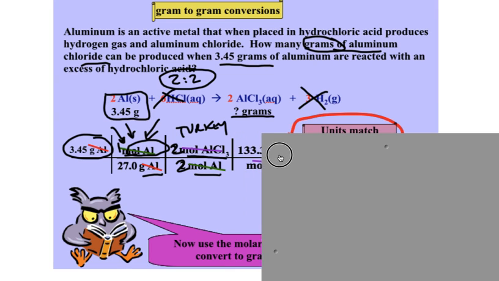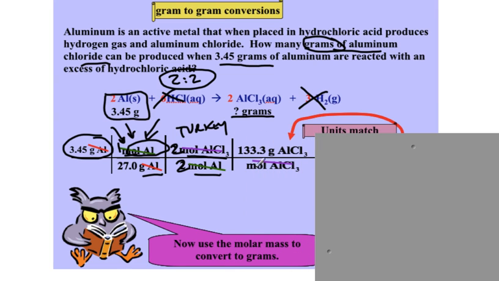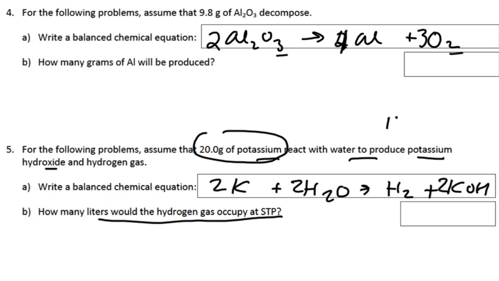So I need one more conversion factor. Moles of aluminum chloride go down here, and 133 grams of aluminum chloride go on the top. Then you just do the math. Let me show you one more from your review.